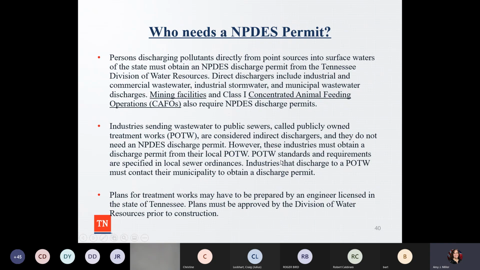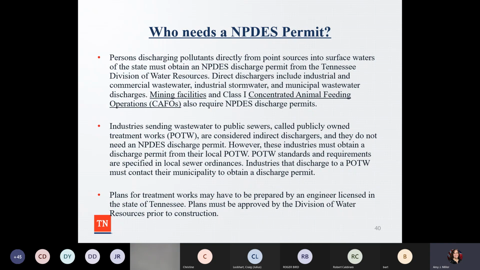So who needs an NPDES permit? Again, like we talked about before, persons discharging pollutants directly from point sources into surface waters. Industries sending wastewater to public sewers, called publicly owned treatment works, POTW, are considered indirect dischargers, and they do not need an NPDES discharge permit. However, there are industries that should obtain a permit from their local publicly owned treatment works, and their standards and requirements are specified in local sewer ordinances.